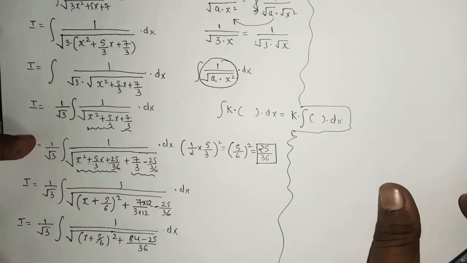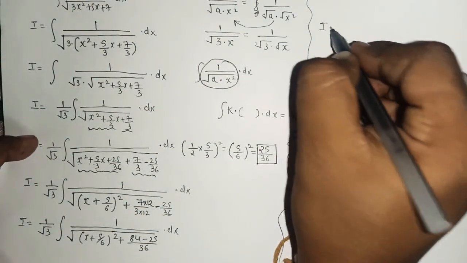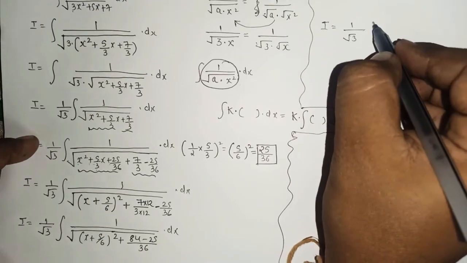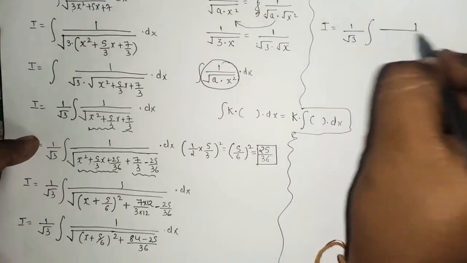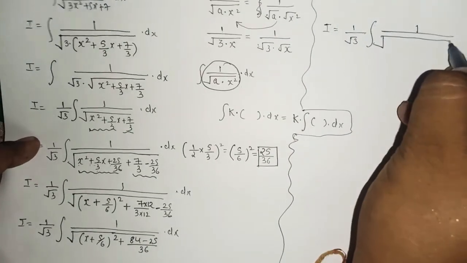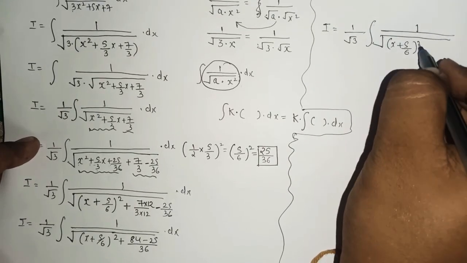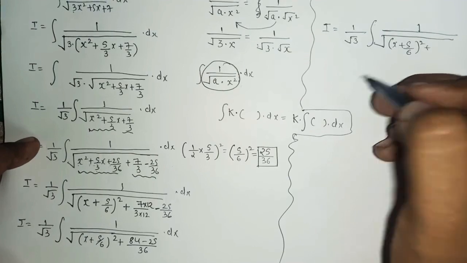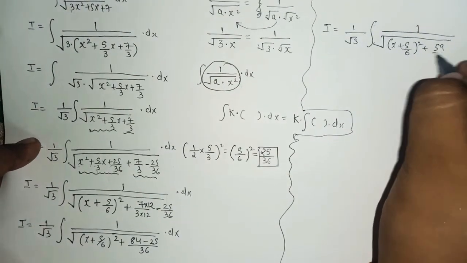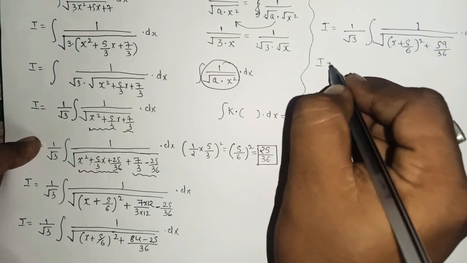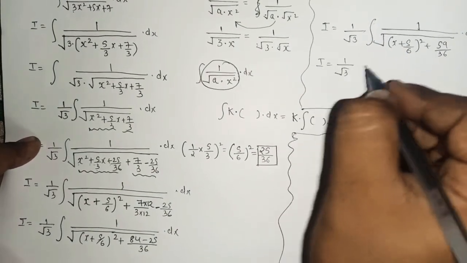After this, I equals 1 upon root 3 integral 1 upon root of (x plus 5 upon 6) the whole square plus (84 minus 25) it is 59 upon 36, into dx. I equals 1 upon root 3.